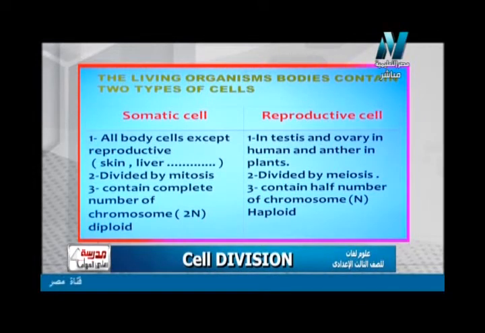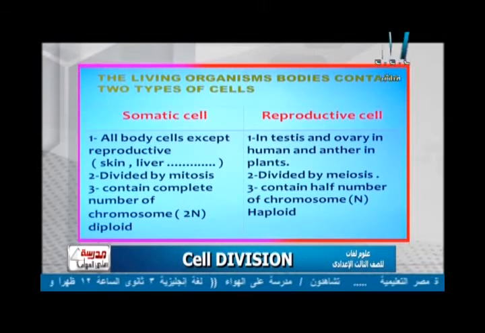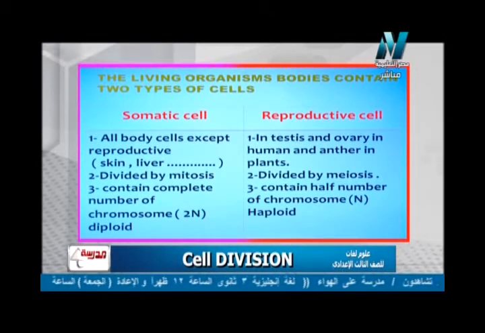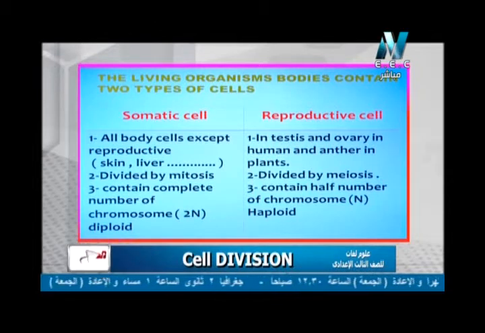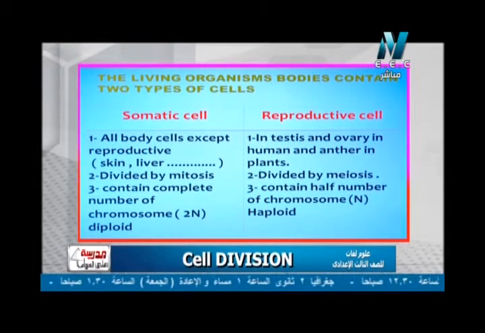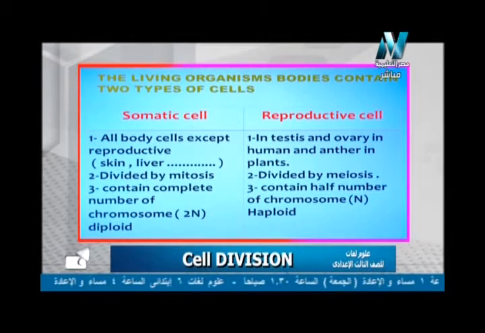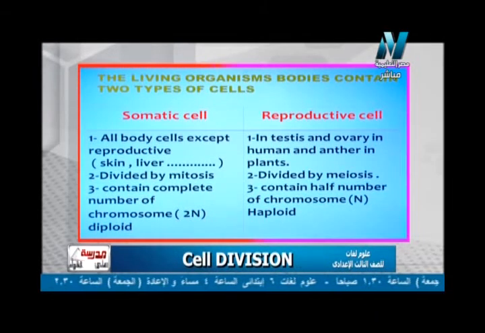First, the somatic cell. It is the cell found in all body cells except the reproductive. So the skin is a somatic cell, your liver is a somatic cell, the lung is a somatic cell. This cell is divided by a type of division called mitosis division, and we are going to explain it right now. So the somatic cell is the cell found in all your body cells except inside the reproductive organ, and it is divided by mitosis.